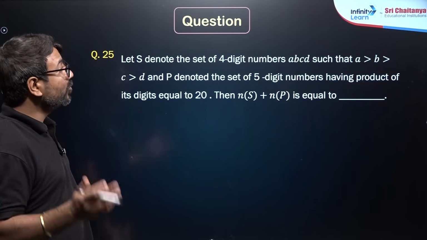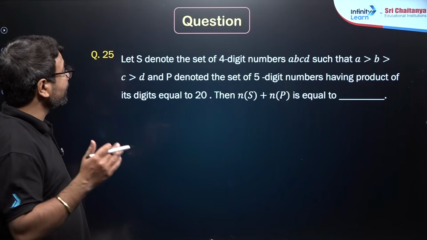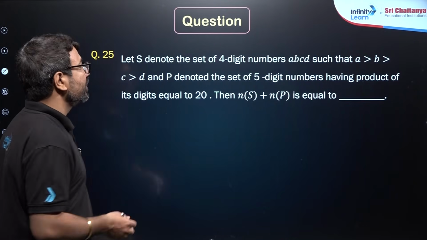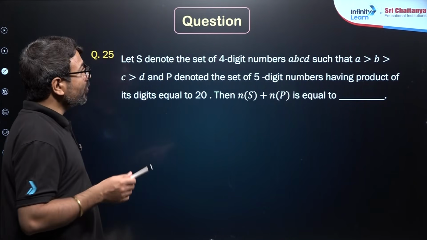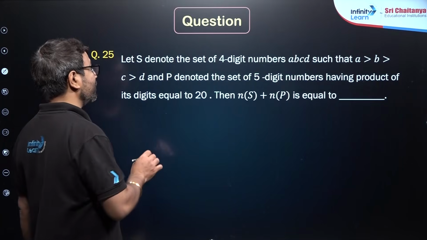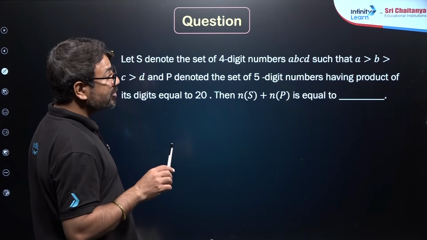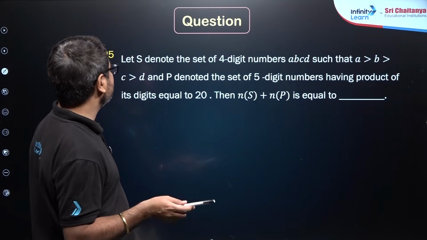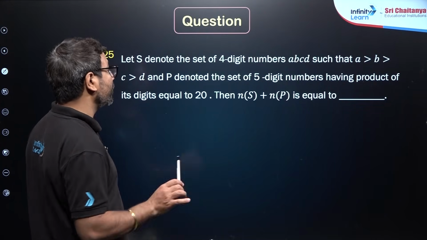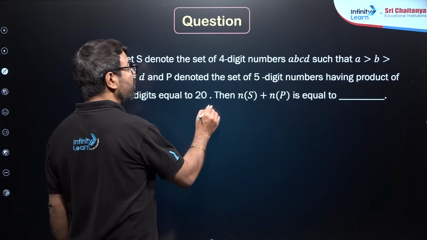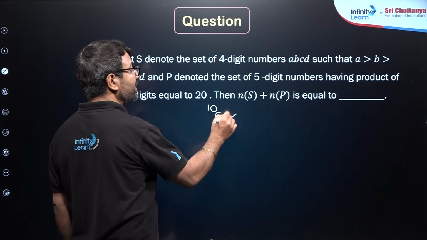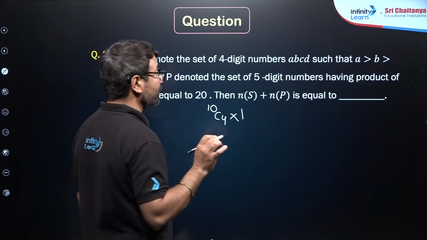S denotes the sum of 4-digit numbers ABCD such that A greater than B greater than C greater than D. And over here there are 10 digits available with you. My dear students, A should be the highest one, then second highest B, then third and then fourth one. So out of the 10, just select 4 and don't arrange them. Arrangement will be done in one way only.